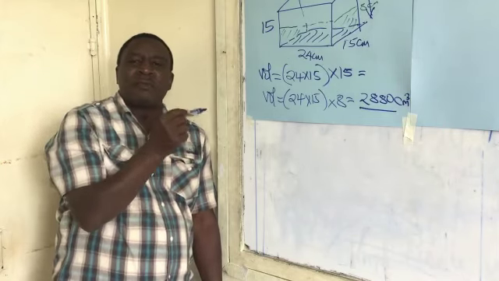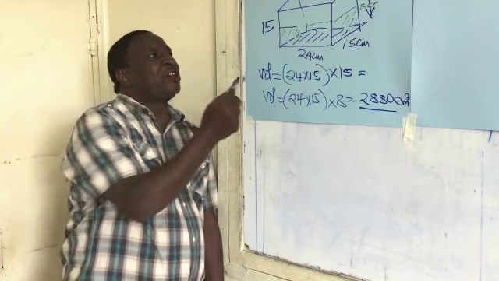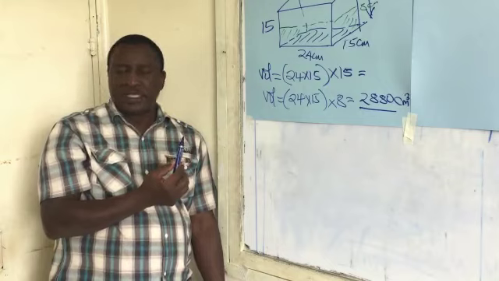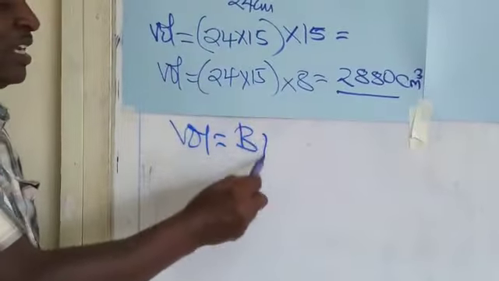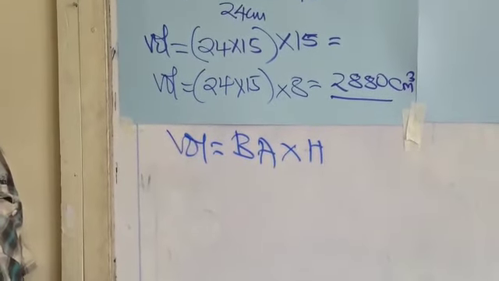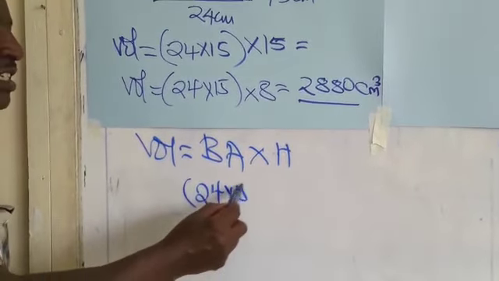But supposing the same question is brought to us and we are told, calculate the space that has no water. This is again where we're saying volume is base area multiplied by height. What is the base area here? The base does not change. It is 24 times 15.